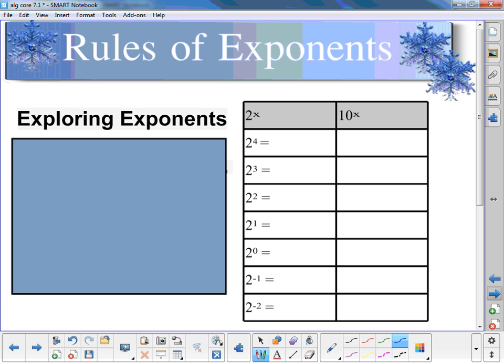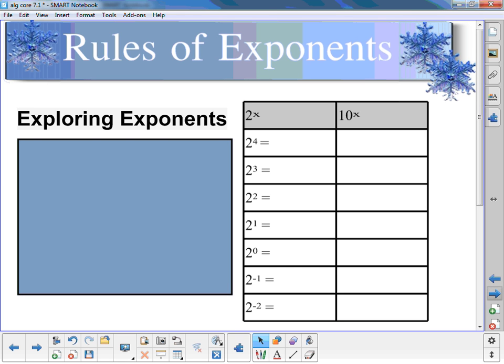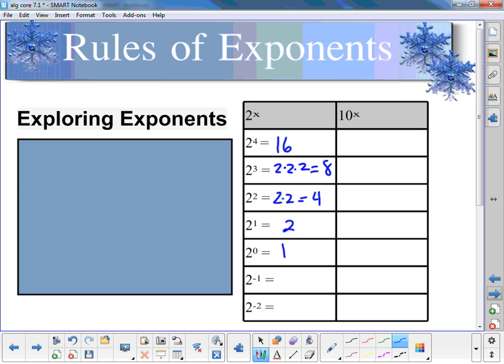Let's explore an exponent. So 2 to the x, that means if we put in any number, what do you suppose is back here? So 2 to the 4th, you all know how to type that into your calculator. 2 to the 4th is 16, which is 2 times 2 times 2 times 2. 2 to the 3rd, which is 2 times 2 times 2, is 8. 2 to the 2nd, 2 times 2, is 4. 2 to the 1st is just 2. 2 to the 0, again, anything raised to the 0 power is a 1.